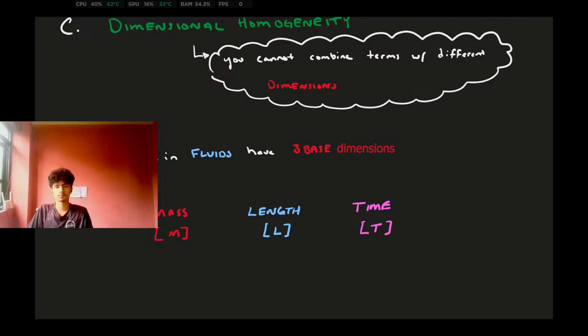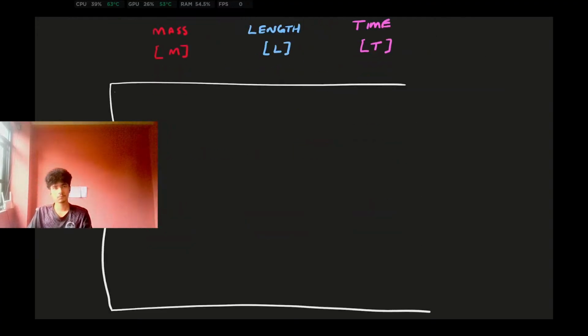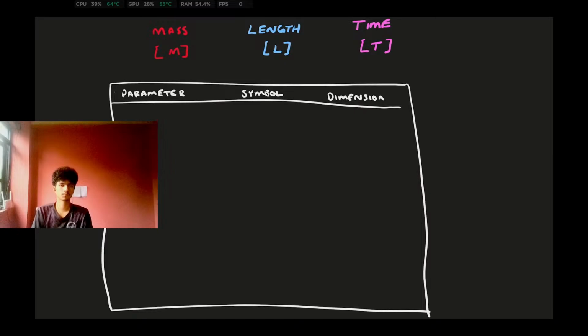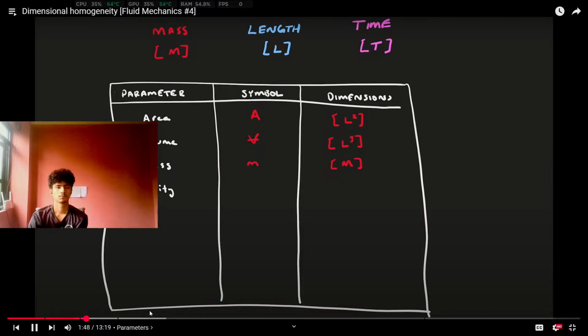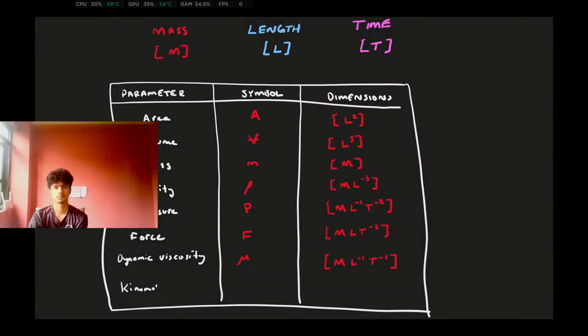Mass has the symbol m, length has the symbol L, and time has the symbol T. Note here I use dimensions to refer to the abstract mass, length, and time, whereas units are more specific, like kilogram, meter, and seconds. There are a number of widely used parameters in fluid mechanics. Let's summarize them, their common symbols, and their base dimensions. This list of common parameters includes area, volume, mass, density, pressure, force, and dynamic viscosity.